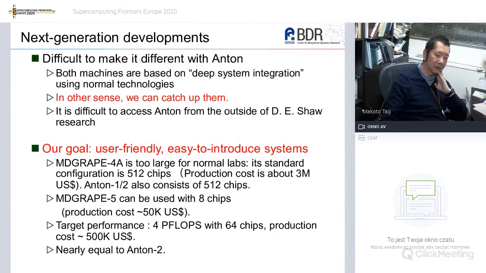In the next development, we have to build systems that operate from very small scales, like 8 chips. The sweet spot of the next system will be 64-chip systems, and we are targeting performance similar to the Anton 2 system with 64-chip systems.